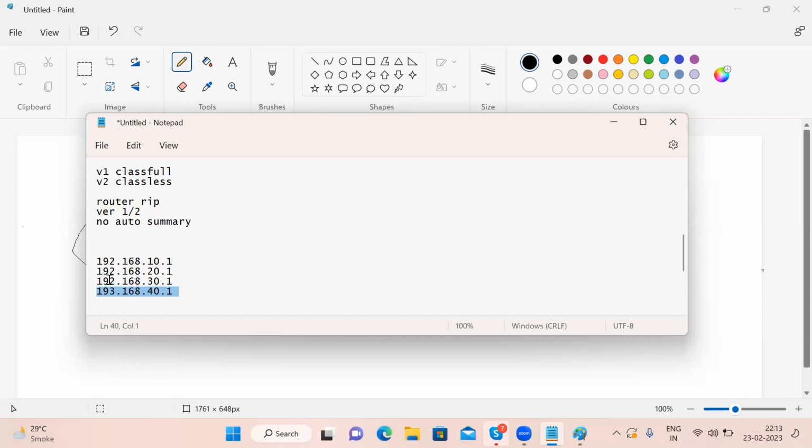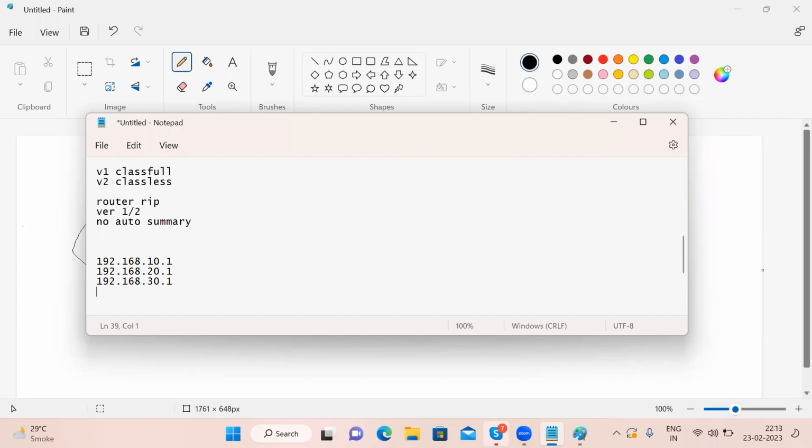Similarly here also, if you see 192.168.10, 20, 30, they all come from the same network. But if you see the fourth one, 193.168, this does not belong to that big major network. Am I right? So they are not in a sequence of similar networks. You have to remove this one. Now these three have become a similar network, and you can compress these values.